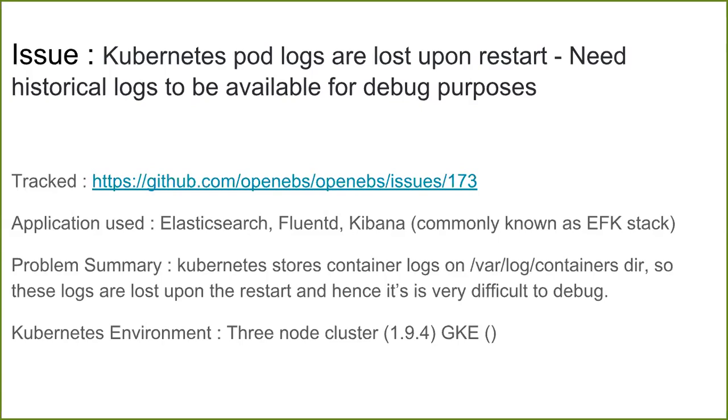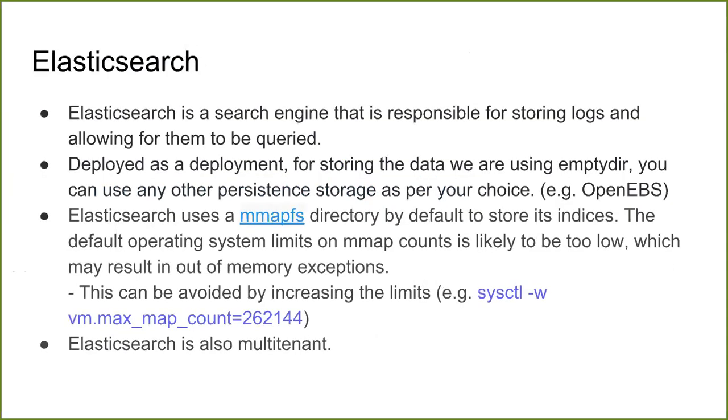So here we are using a 3-node cluster on GKE, and this is some basic introduction about Elasticsearch, which is a search engine responsible for storing logs. It can be deployed as a deployment or stateful sets. The only difference is that if you use a deployment, then you can roll back, but if you use a stateful set, then you cannot roll back. You can scale up and go forward, but you cannot switch to your back state.